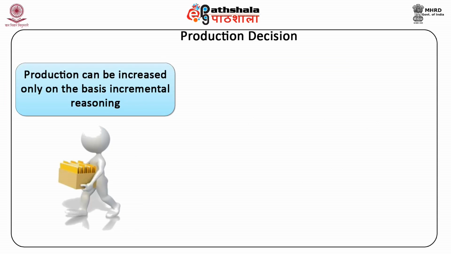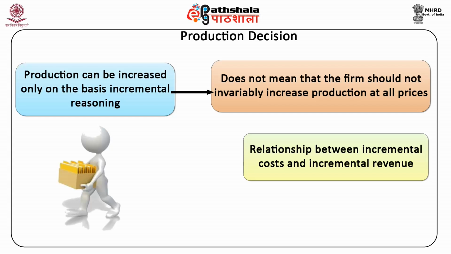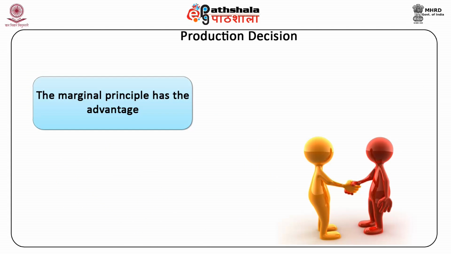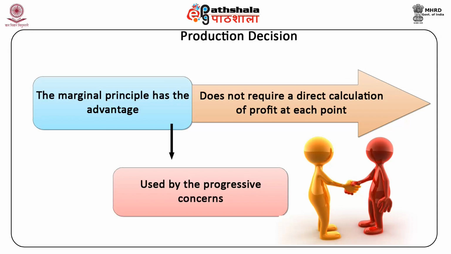Production can be increased only on the basis of incremental reasoning. Incremental reasoning does not mean that the firm should invariably increase production at all prices. It is the relationship between incremental costs and incremental revenue that determines the course of action, that is, to increase or decrease production. Following the marginal principle has the advantage that it does not require a direct calculation of profit at each point or while considering each production plan. The concept is mainly used by the progressive concerns.